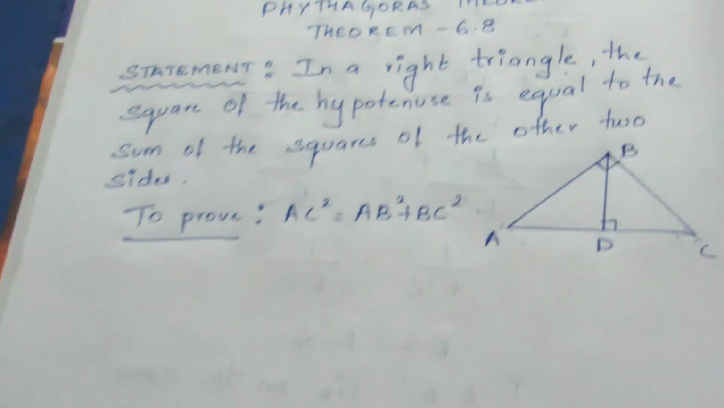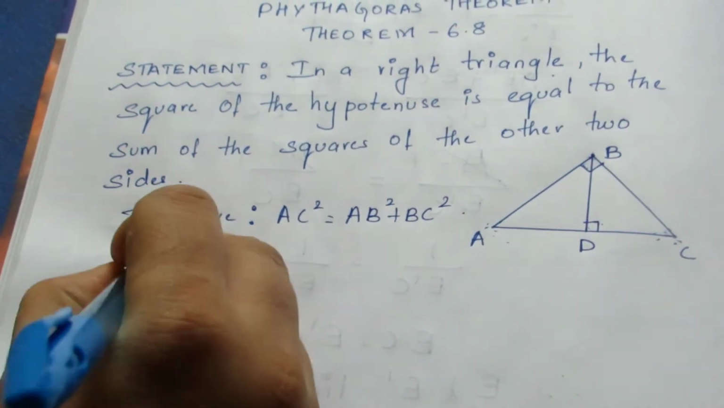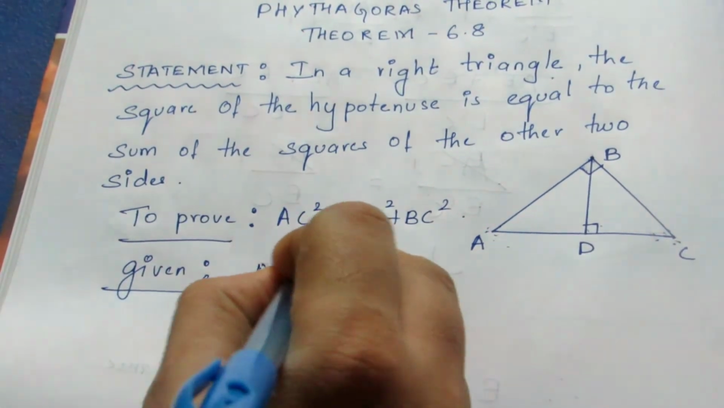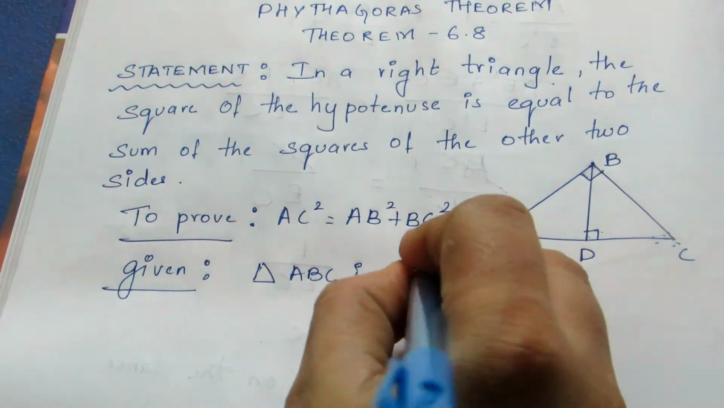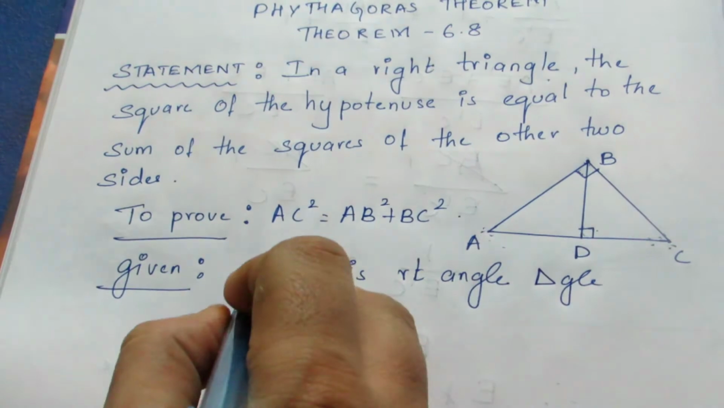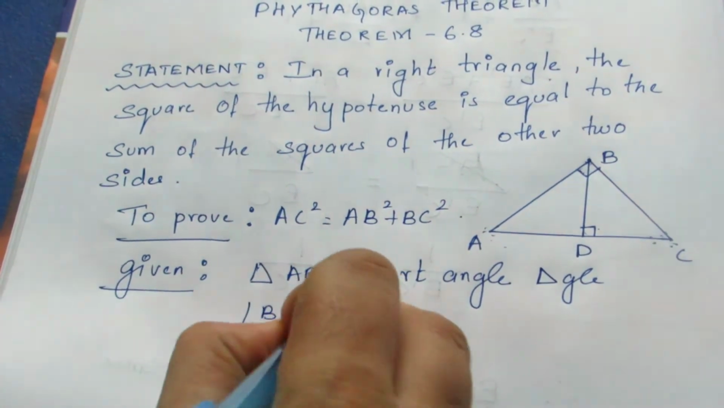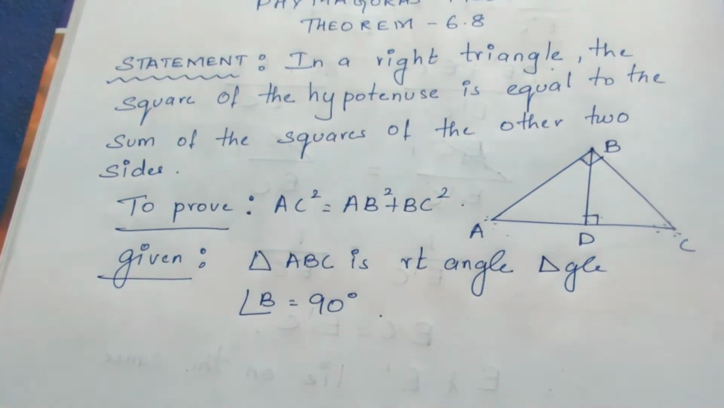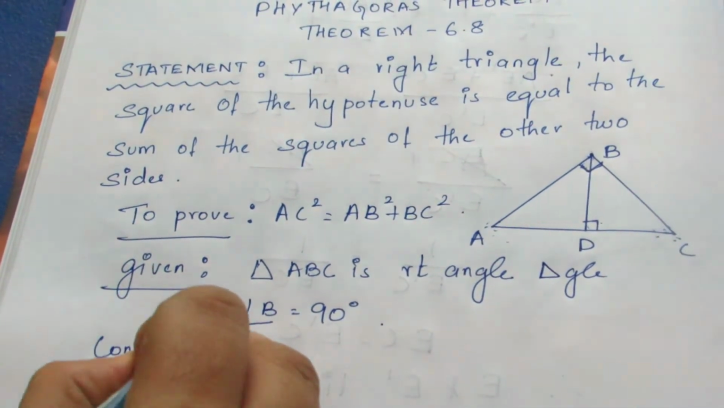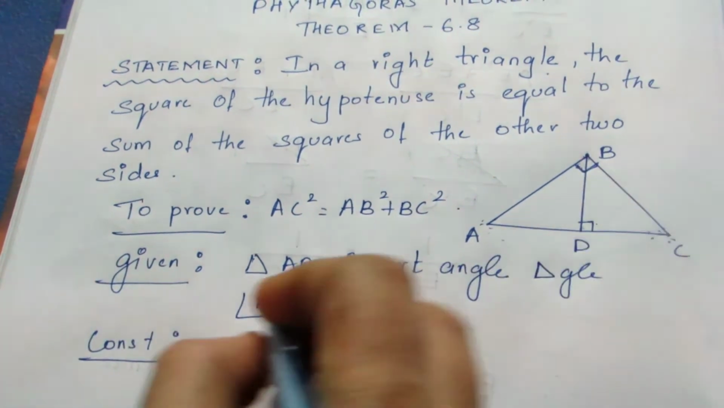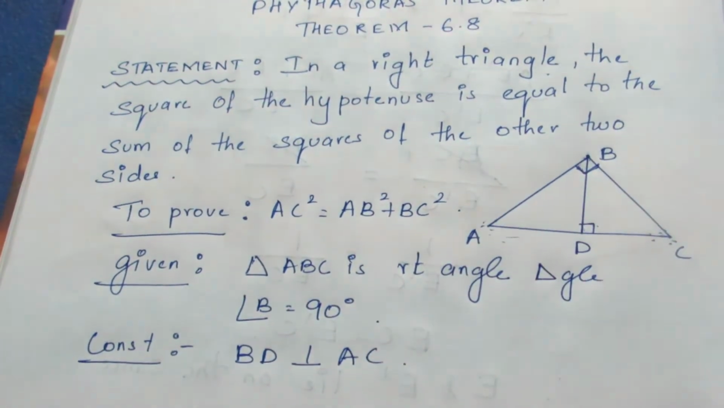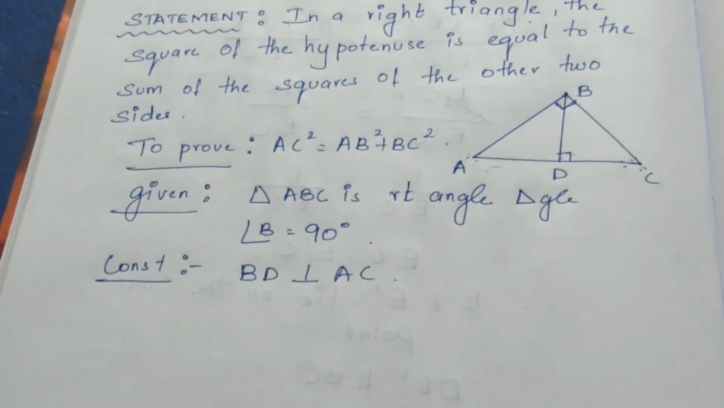This is the proof. Given: triangle ABC is a right angle triangle, right angle at B, angle B equal to 90 degree. So I have marked angle B to be 90 degree. We are going to construct BD perpendicular to AC. Now we'll start with the proof.